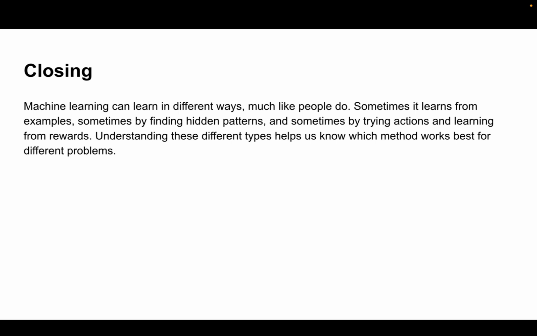Now let's conclude the topics here. Machine learning can be learned in different ways, much like people do. Sometimes it learns from examples, and sometimes by finding hidden patterns, and sometimes by trying actions and learning from rewards. So understanding these different types helps us know which method works best for different problems. So that's it for today, the main types of machine learning.